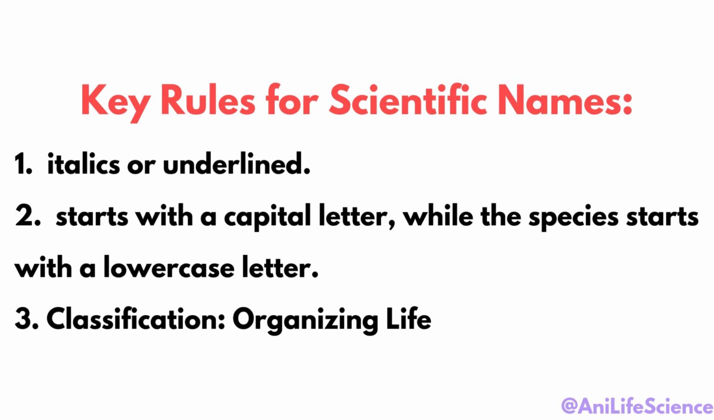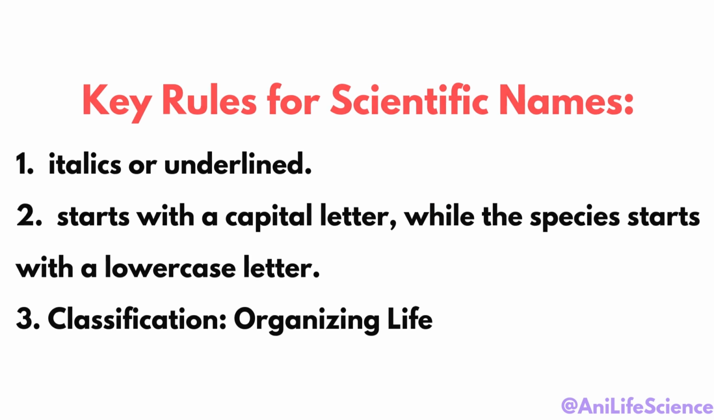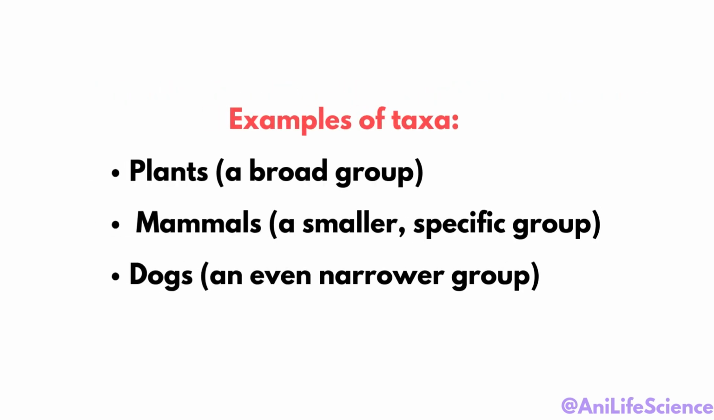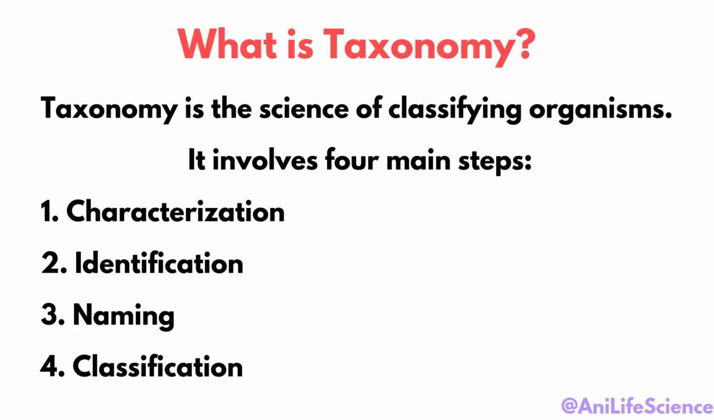To study and understand organisms, scientists group them into categories called taxa. Examples of taxa: plants, a broad group; mammals, a smaller, specific group; dogs, an even narrower group. This grouping is based on shared characteristics, like structure, behavior, or ecological roles. What is taxonomy? Taxonomy is the science of classifying organisms. It involves four main steps.